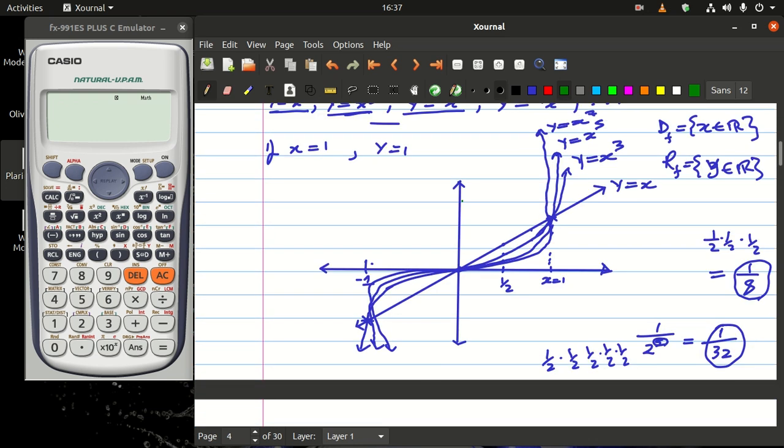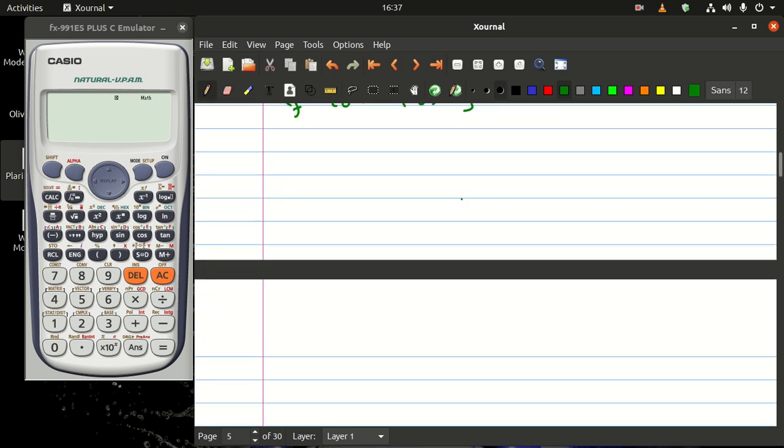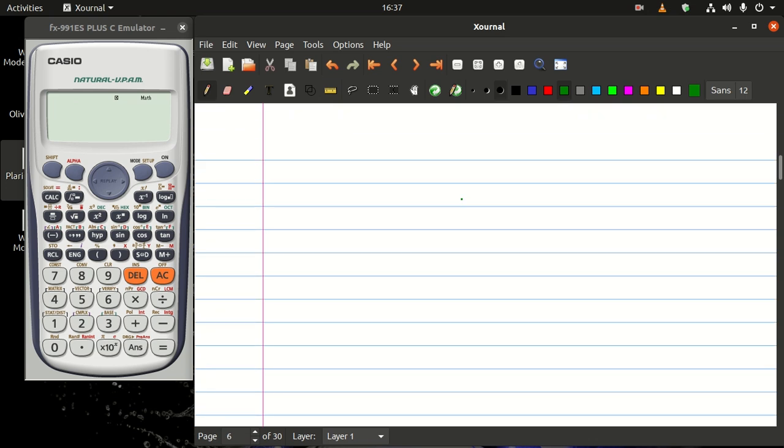Now, what if we decide to take the fractions? Suppose now we want to look at y is equal to x to the power 1 over 2, y is equal to x to the power 1 over 4, y is equal to x to the power 1 over 6, y is equal to x to the power 1 over 8, and so forth.